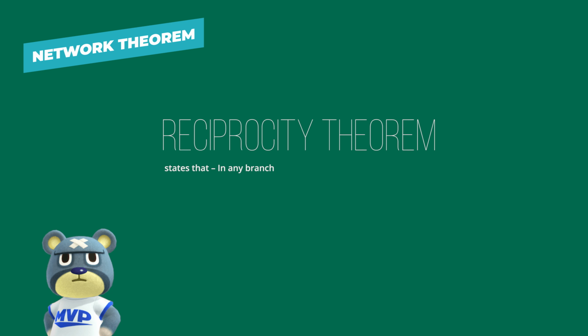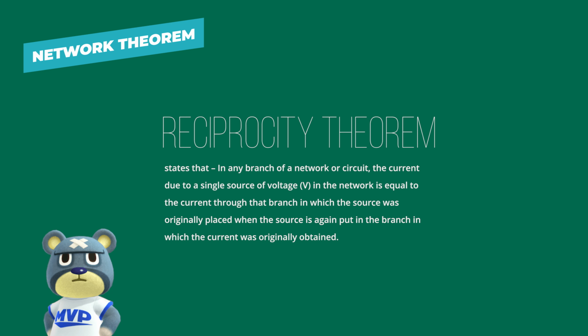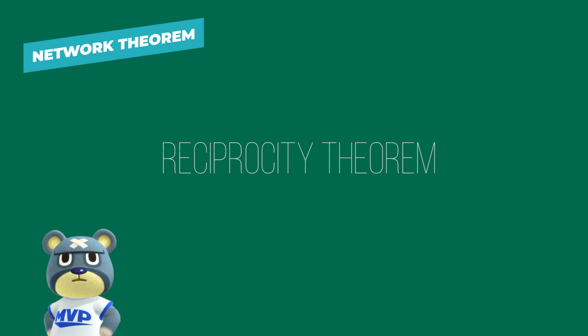The next theorem is the reciprocity theorem. The reciprocity theorem states that in any branch of a network, the current due to a single voltage source in the network is equal to the current through that branch in which the source was originally placed, when the source is again put in the branch in which the current was originally obtained. This theorem is used in bilateral linear networks which consist of bilateral components.